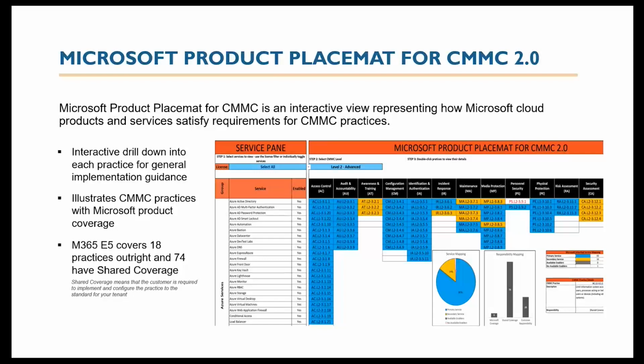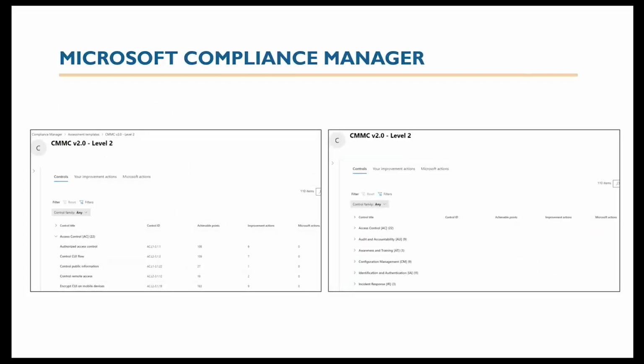has 74 shared coverage. And one important thing to mention here is that while the Microsoft GCC High Cloud is a comprehensive solution, it doesn't mean that you don't have a responsibility as a customer. It's truly a shared responsibility model, as you can see on the screen. Microsoft does most of the heavy lifting, but there is still some configuration that you as a Microsoft customer have to do as well. So again, this product placement shows at a high level the different services and how they map to the different CMMC requirements. Next, we are going to look at the Microsoft Compliance Manager.